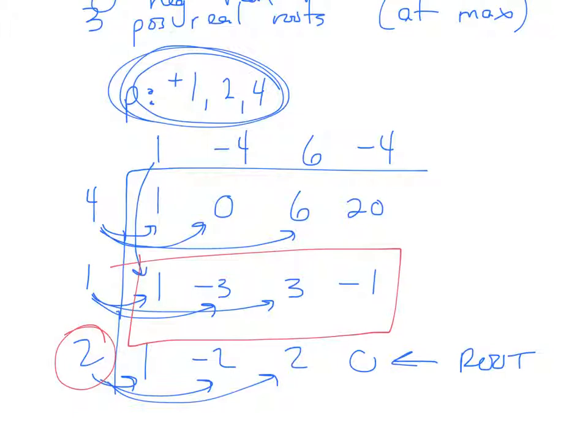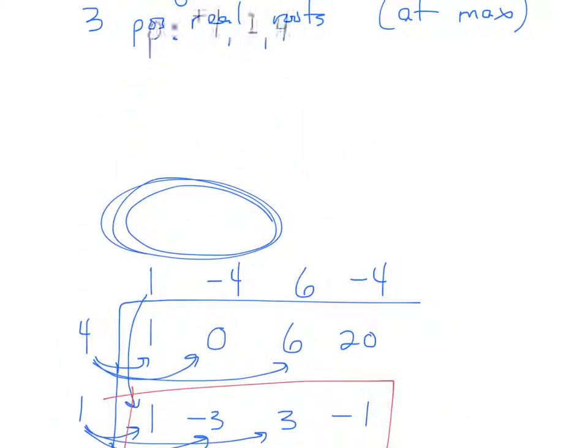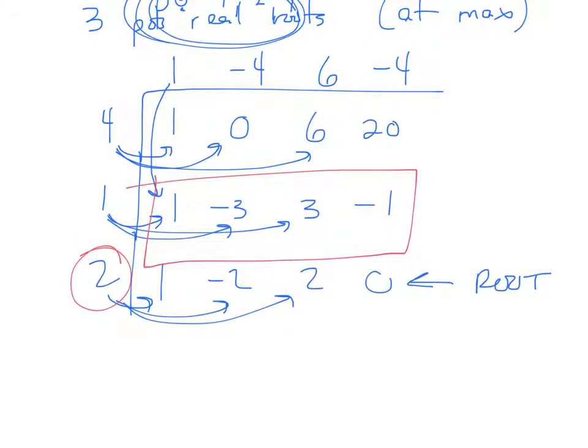What are the other 2 roots? Well, 2 is one of the roots. Let's take a look at our depressed equation from this. Let's finish this off. The depressed equation is x squared minus 2x plus 2 equals 0. Remember from here, there's a depressed equation always.